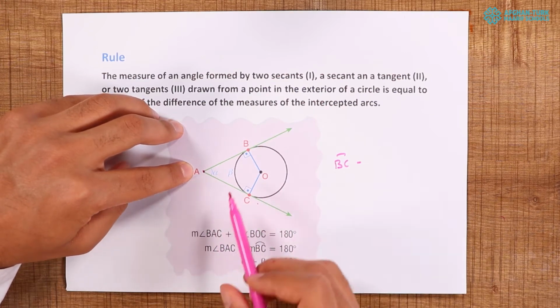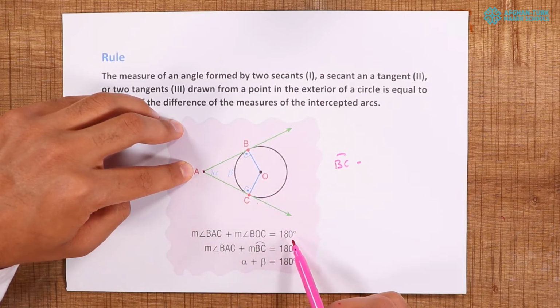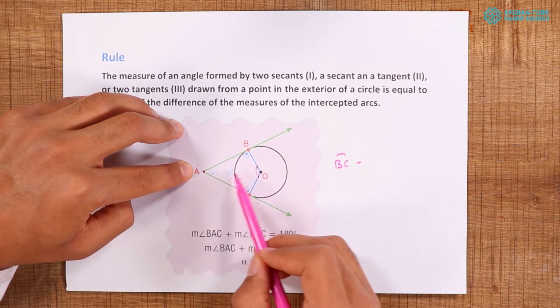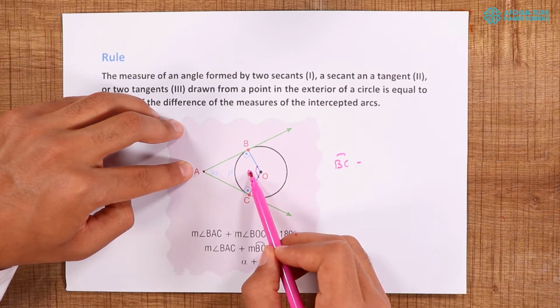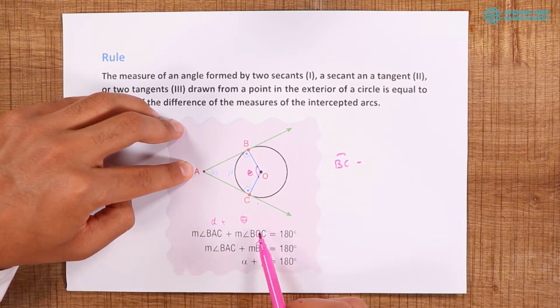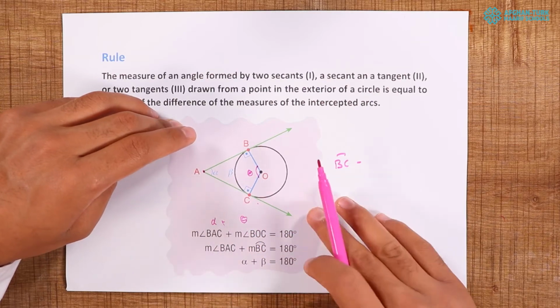So measure of BAC plus measure of BOC is equal to 180. It means measure of this and also measure of this. For example, this is theta. Alpha plus theta is equal to 180. And also measure of BAC plus measure of arc BC is equal to 180, or we can say alpha plus beta is equal to 180 degrees. Okay?